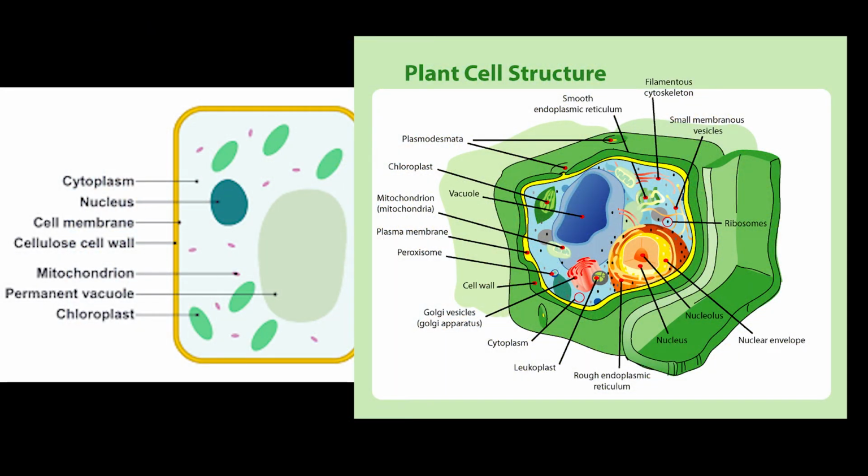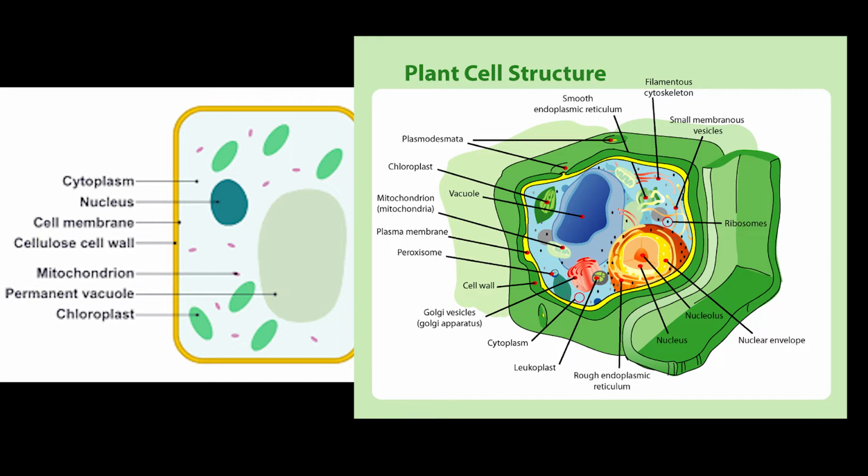Plant cells are eukaryotic in nature, just like animal cells. This means that they consist of a true nucleus, unlike bacteria. Cells consist of various structures known as cell organelles. These cell organelles have important functions.